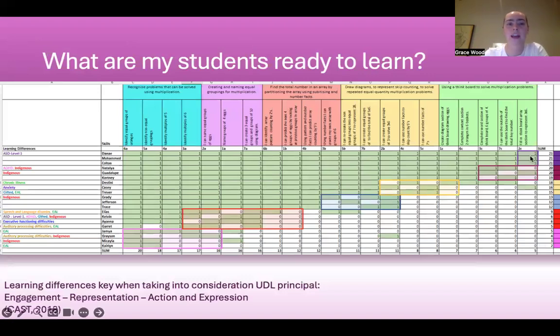This is what my students need to be learning. This is from the moderation sequence, and every student is listed here with their learning differences and in the boxes of the color-coded zone of proximal development that they have been selected into.